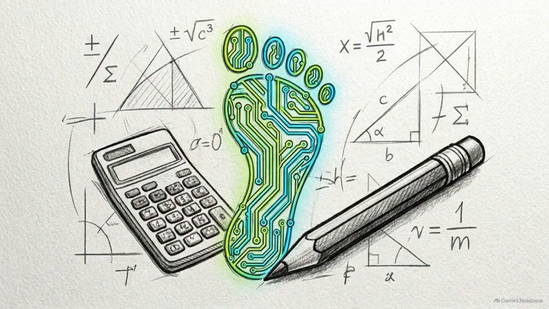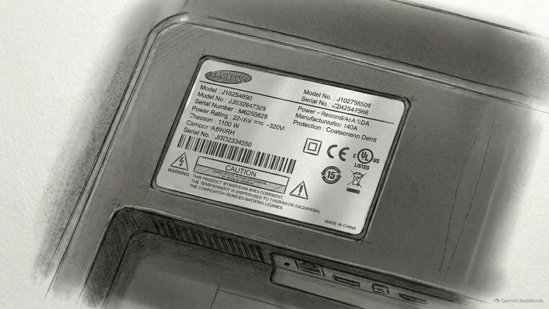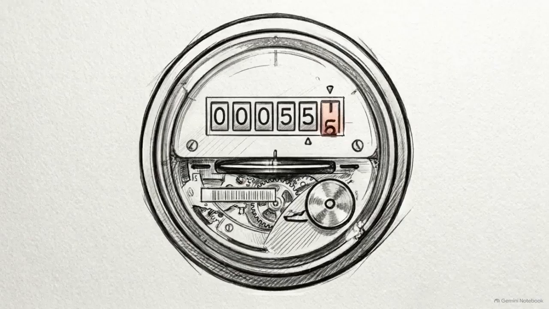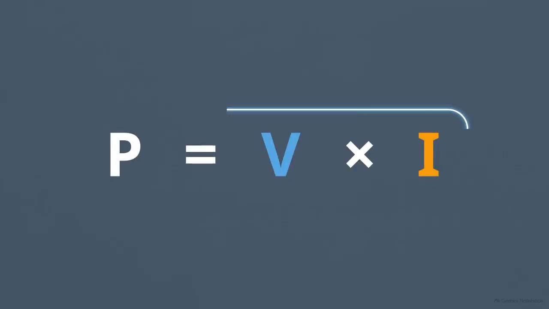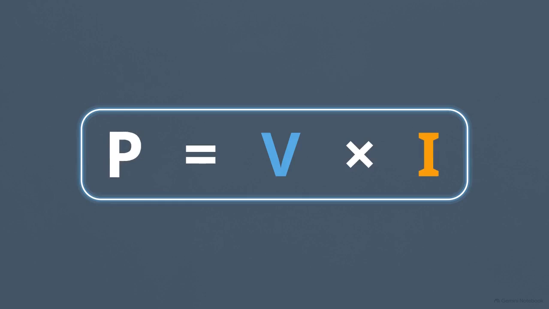We begin with electrical power. This is defined as the rate at which electrical energy is being consumed or converted by a device. To find power, we use a basic formula. Power equals voltage multiplied by current. Most appliances provide these variables on a specification sticker.